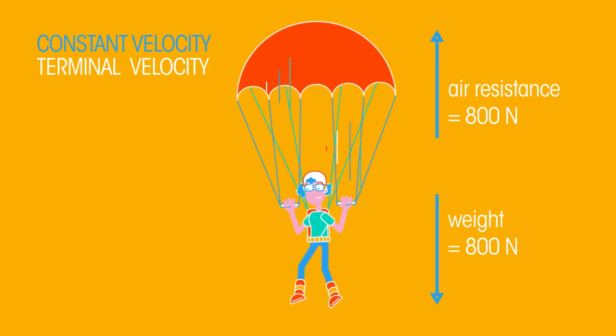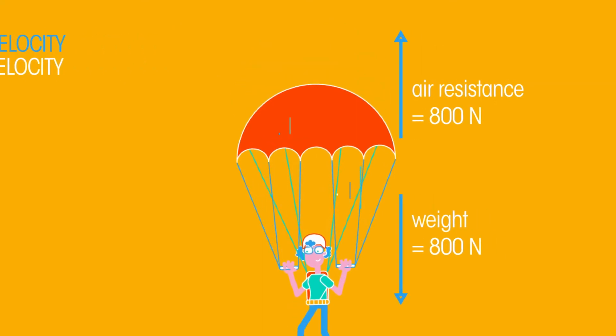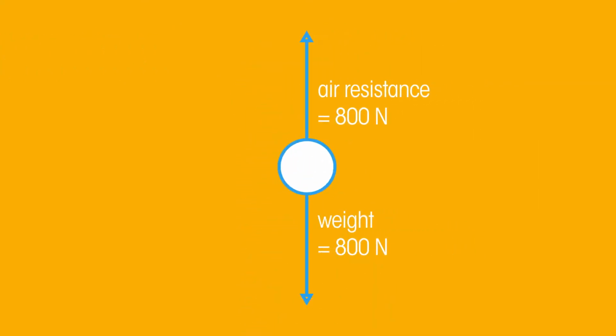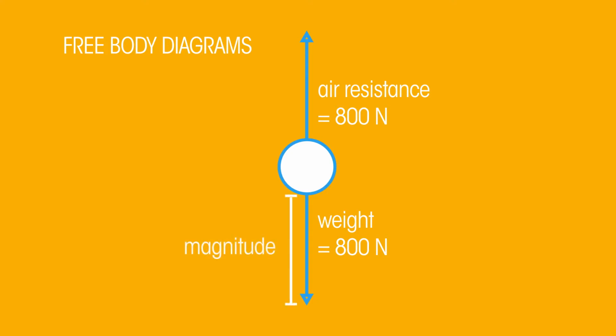We can also draw these force diagrams without showing you the object involved. These are called free body diagrams. For example, here is a free body diagram of the forces acting on the parachutist. In a free body diagram, the object is shown as a point. The forces are drawn as arrows starting at the point. The length of the arrow indicates the magnitude of the force, and the direction of the arrow shows the direction of the force.